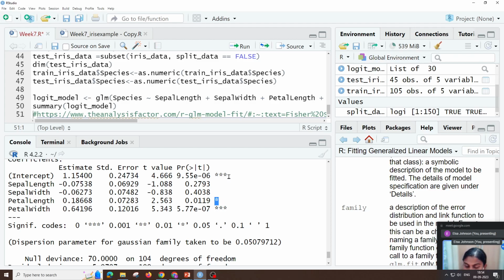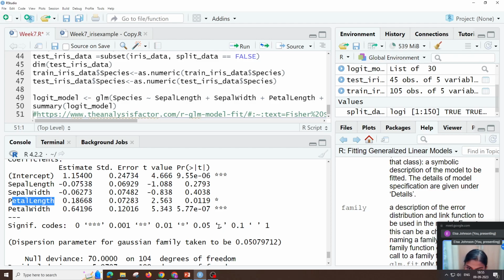From the last class you might remember that if it is significant at this particular level of significance, that means the null hypothesis is rejected. If the null hypothesis is rejected, that means the coefficient with respect to petal width in this particular case is not equal to 0. That means petal width is important in this particular model. Similarly, since the significance level is 95%, petal length is also significant.